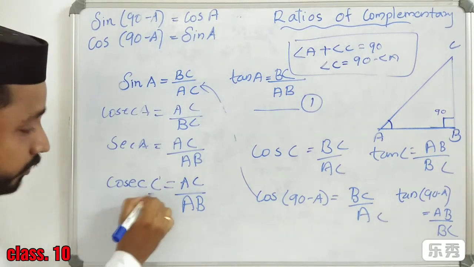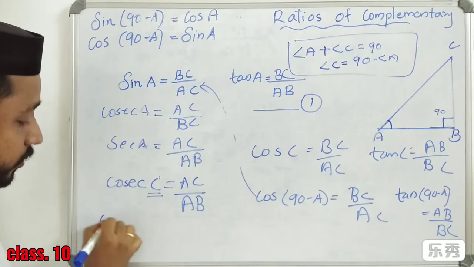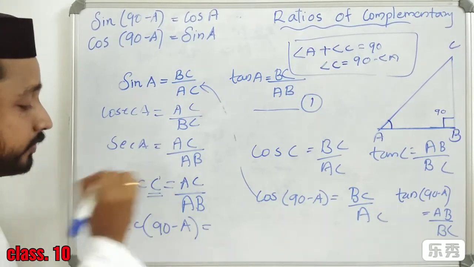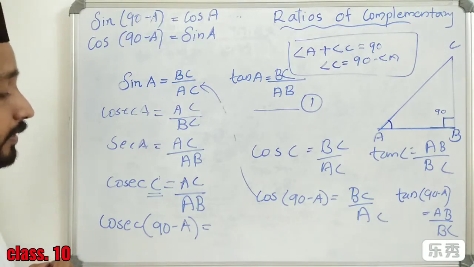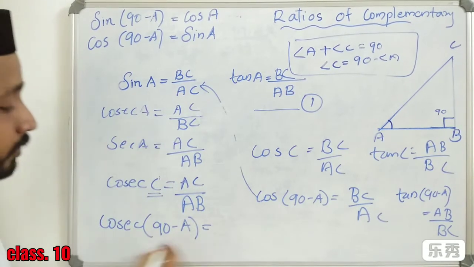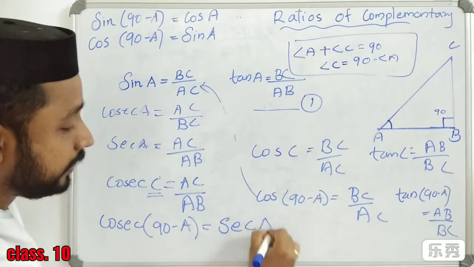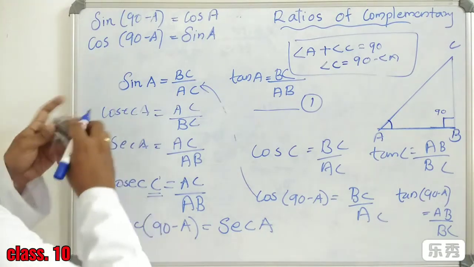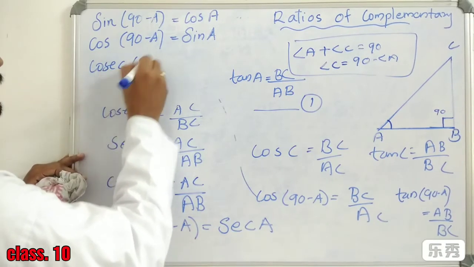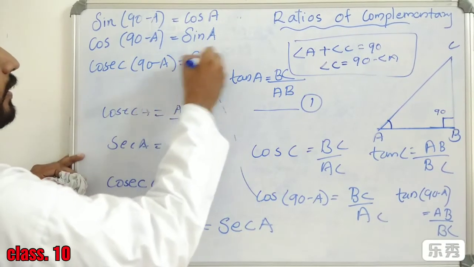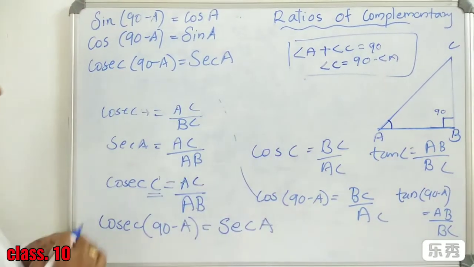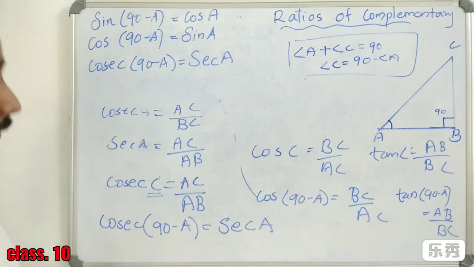So instead of C, I am going to give 90 minus A. So cosec 90 minus A, instead of C I gave 90 minus A, that is AC by AB, that is also equal to sec A. So we got another formula: cosec 90 minus A is equal to sec A.